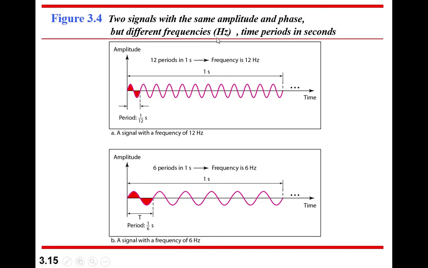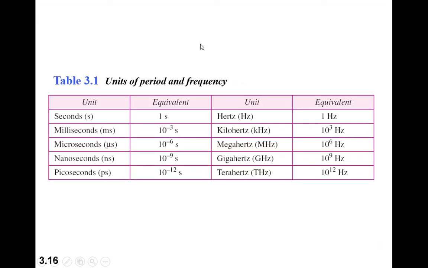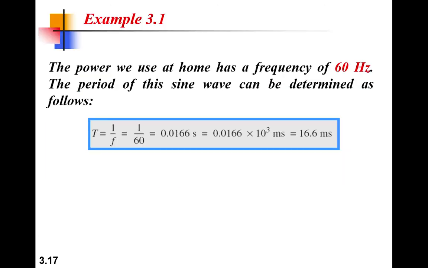So we have discussed two things, amplitude and frequency. Similarly, you can see these are the time periods, and each time period value can be converted to hertz. These are the equivalent hertz values. Suppose the power we use at home has a frequency of 60 hertz, then what is its time period? Time period is equal to 1 over frequency, so 1 over 60 hertz is the time period.